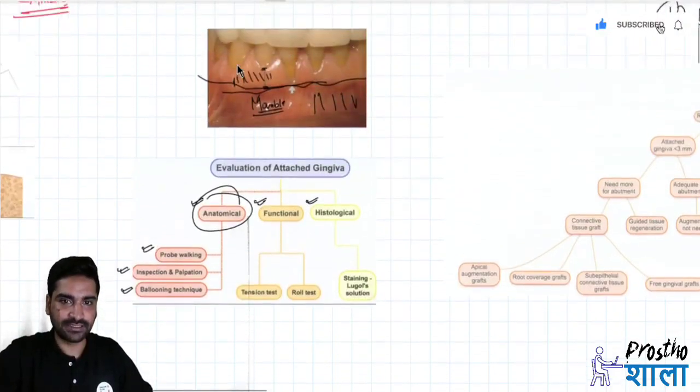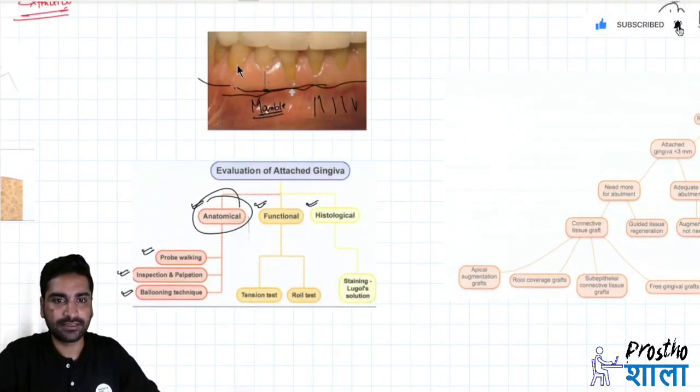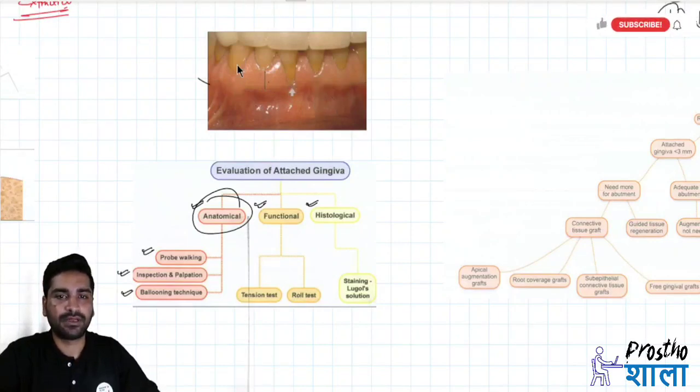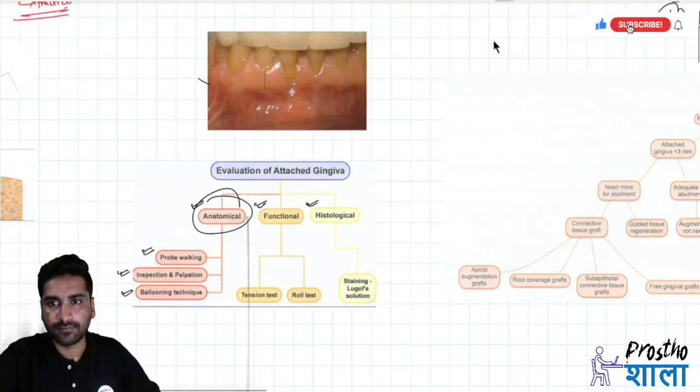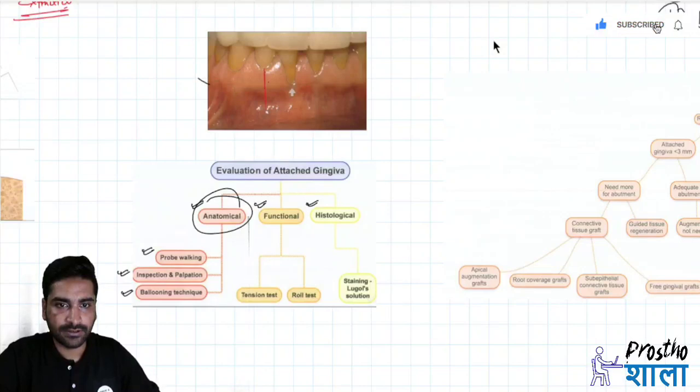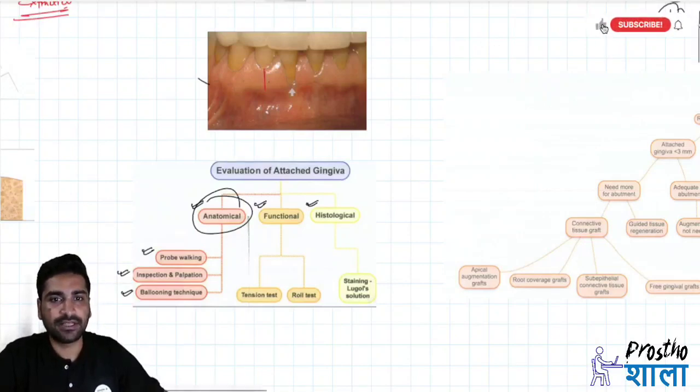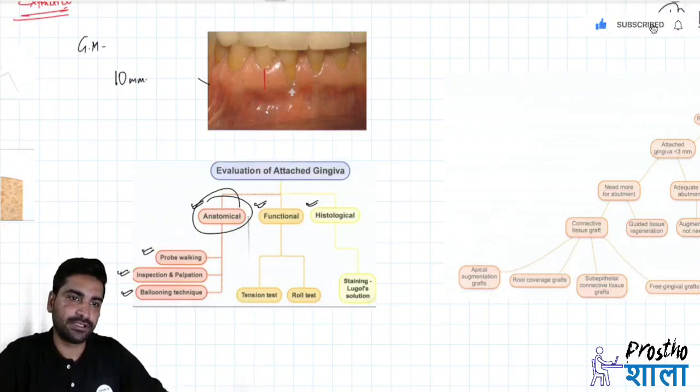Suppose in this diagram, if I want to explain, I'll just erase all this stuff. Now I take a probe and I measure the distance from the gingival margin till the mucogingival junction. Suppose this distance which came is around 10 millimeters. Okay, from gingival margin to mucogingival junction is 10 millimeters.